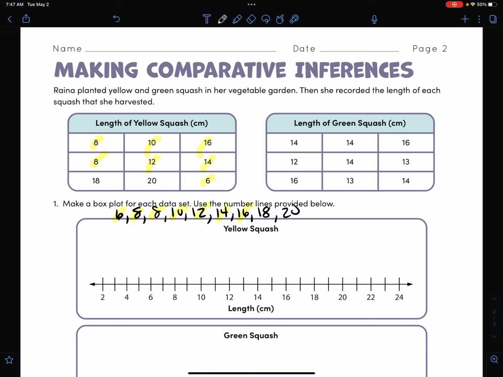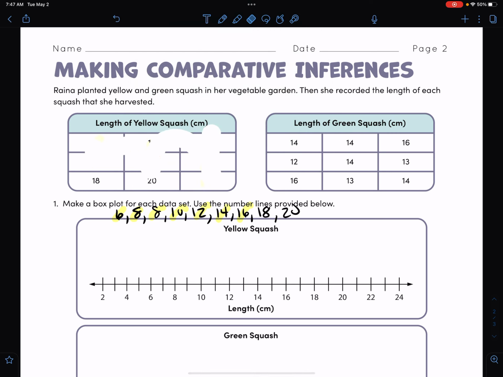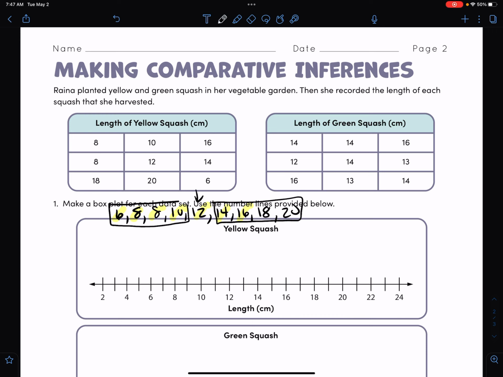Okay. So with that, we now have to figure out where the median is. And since there are 9 numbers, I will get 4 on this side, 4 on this side, and 12 is my median. So I'm going to put a line there for the median. My lowest point is 6, so I'm going to put a dot there. My highest point is 20. I'm going to put a dot there.